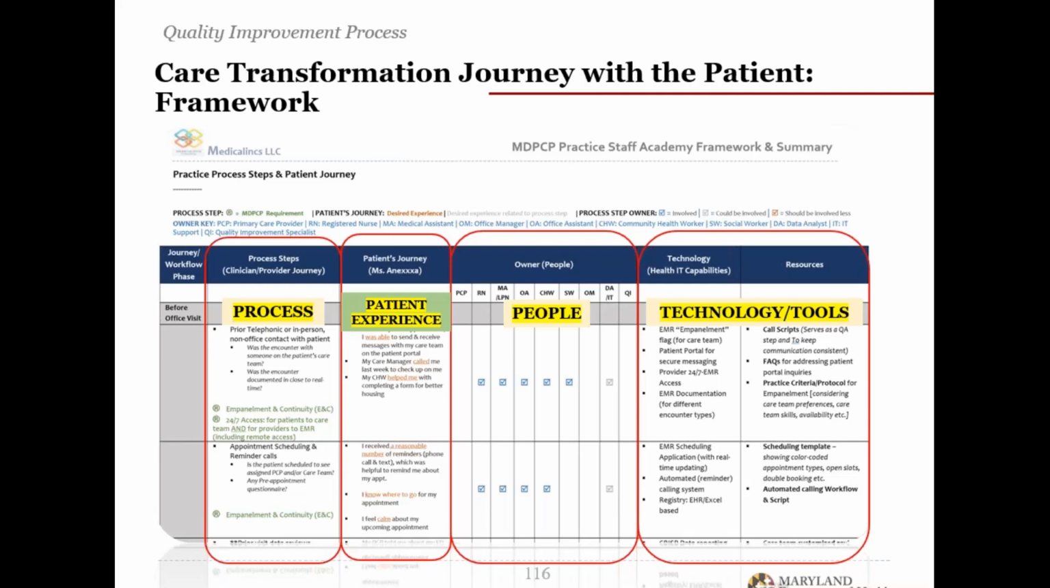So we will capture the patient experience throughout this, and these are things as simple as: I was able to send messages to my care team on the portal. My CHW reached out to me to complete a form for housing. So these are the small satisfactions here and there that add up to the patient experience.